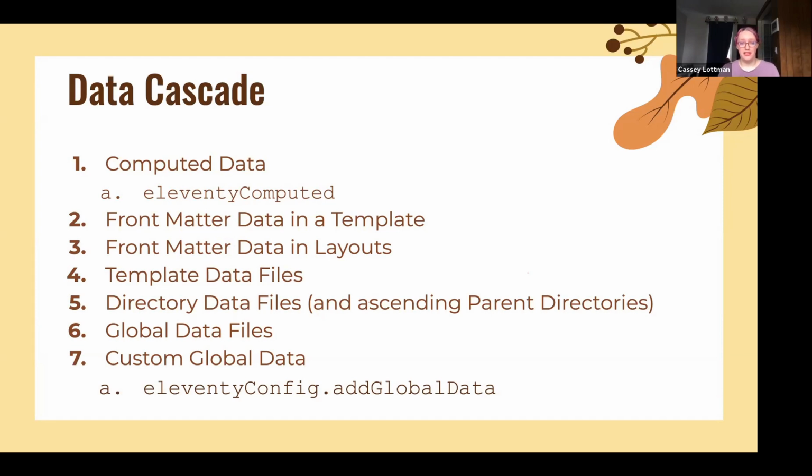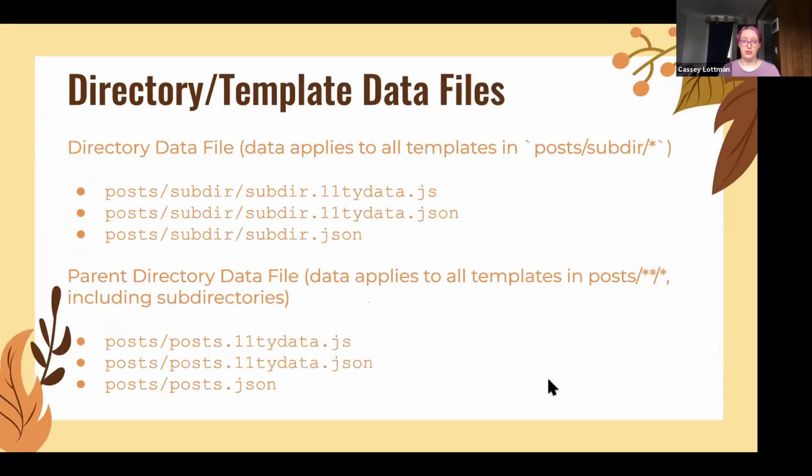So next up we have front matter in a template, front matter in layouts, template data files and directory data files, and those you can identify by the file name. The file name should match either the directory or the template, and then have a particular suffix, and we'll see those suffixes on my next slide. And then there's your global data files and your custom global data, which was new to me. You can add global data through the Eleventy config with eleventyConfig.addGlobalData. And so what are those suffixes? The big thing to look for is .11tydata.js or .json, but also it could just be matching the file name or the directory name .json.